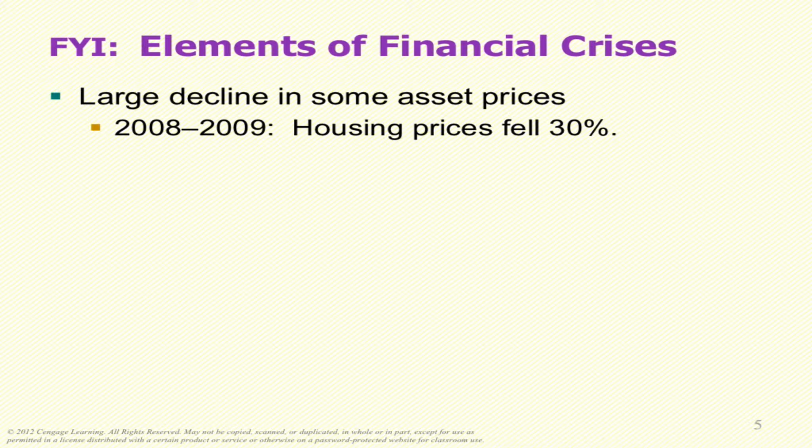You are what is called upside down on your house, or you are underwater. Meaning the house is worth less on the open market than you owe on it. In California, the difference wasn't $30,000, the difference was $300,000. People would simply pack up their belongings and leave.